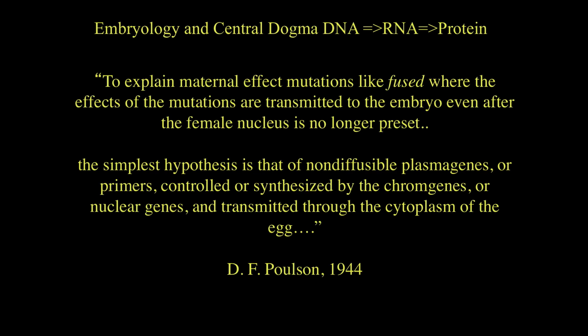The simplest hypothesis, and this is a little hard sentence to read, is that a non-diffusible plasma gene, or primer or something, is controlled or synthesized by the chromosomal or nuclear genes, and is transmitted through the cytoplasm of the egg to the embryo. So the idea that you could have a nucleus and yet have an effect that was separate after the nucleus was gone led to the idea that the nucleus is producing something, RNA, which functions in the cell. Now, brilliant observations.